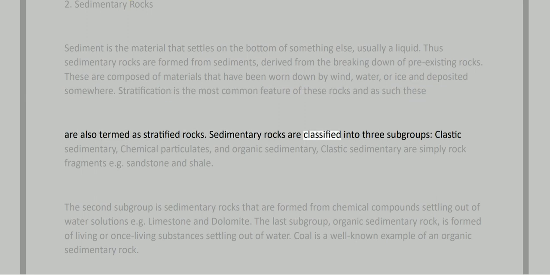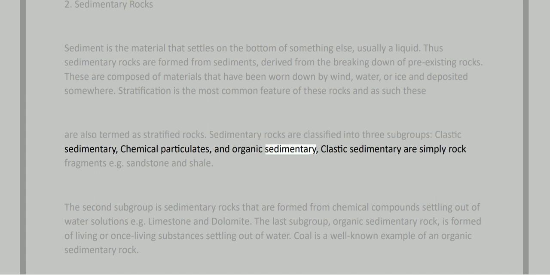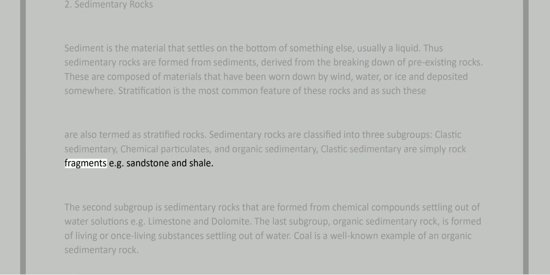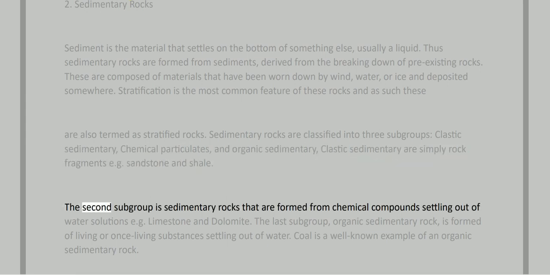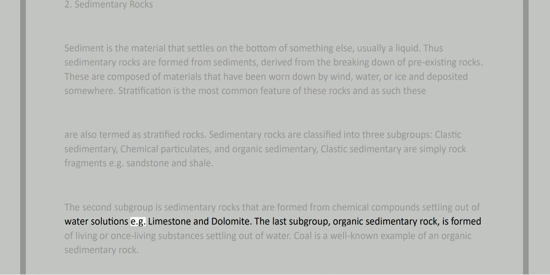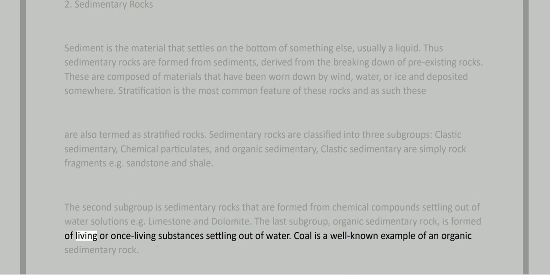Sedimentary rocks are classified into 3 subgroups: clastic sedimentary, chemical precipitates, and organic sedimentary. Clastic sedimentary are simply rock fragments, e.g. sandstone and shale. The second subgroup is sedimentary rocks that are formed from chemical compounds settling out of water solutions, e.g. limestone and dolomite. The last subgroup, organic sedimentary rock, is formed of living or once living substances settling out of water. Coal is a well-known example of an organic sedimentary rock.